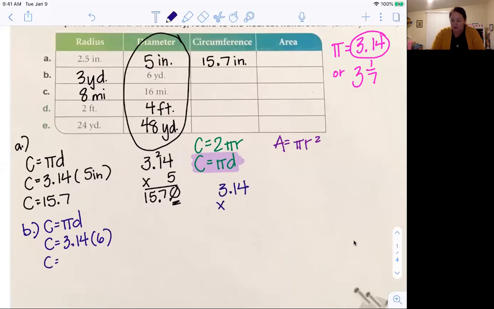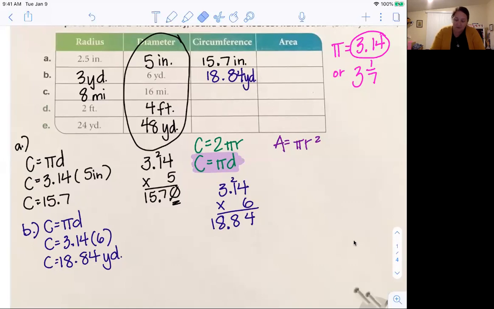3.14 times 6. 4 times 6 is 24. Carry my 2. 6 times 1 is 6 plus 2 is 8. And 6 times 3 is 18. Excellent. So we get 18.84 yards in this case. I'm going to go ahead and transfer it up here. 18.84 yards.